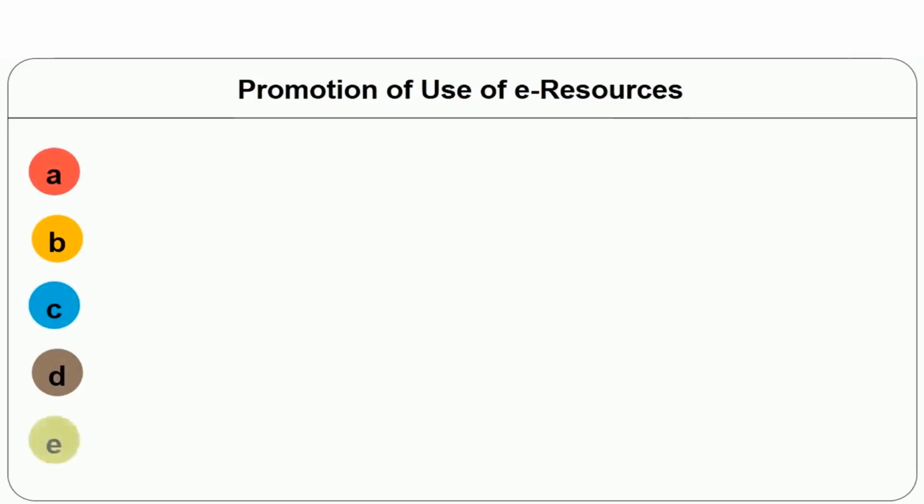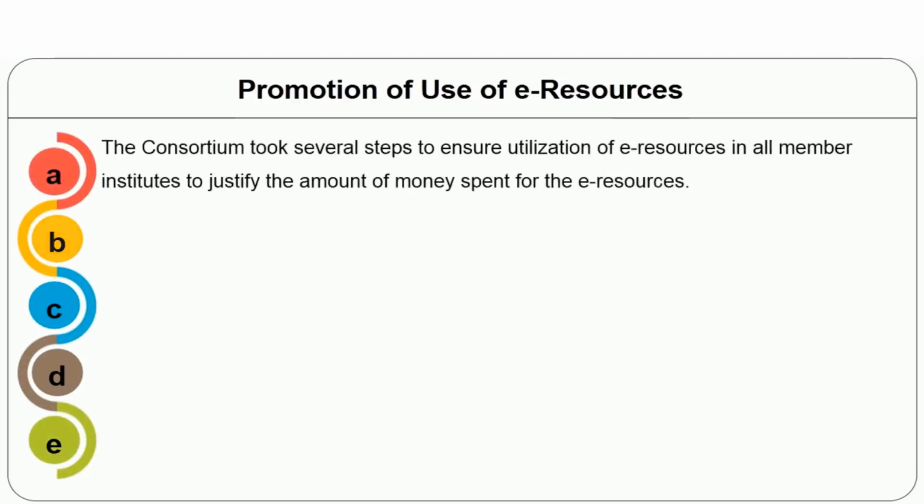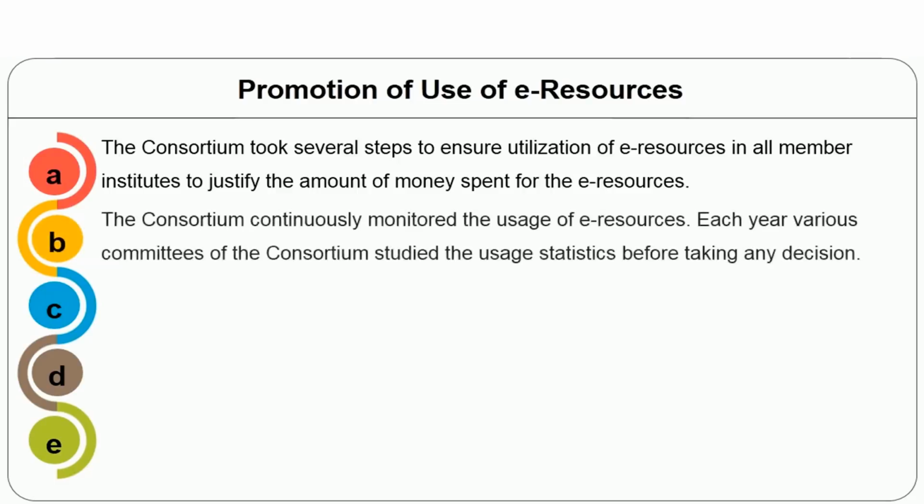Another activity is the promotion of use of e-resources. The consortium took several steps to ensure utilization of e-resources in all member institutions to justify the amount of money spent for the e-resources. The consortium continuously monitored the usage of e-resources. Each year, various committees of the consortium studied the usage statistics before taking any decision.